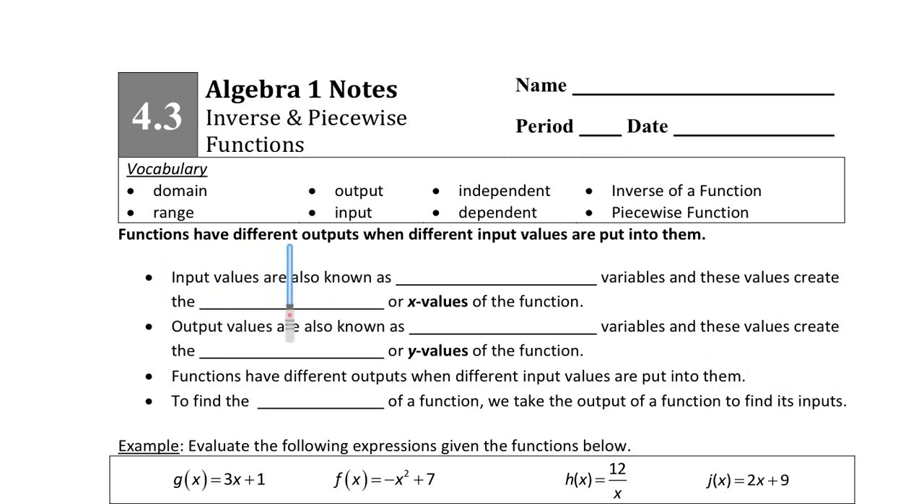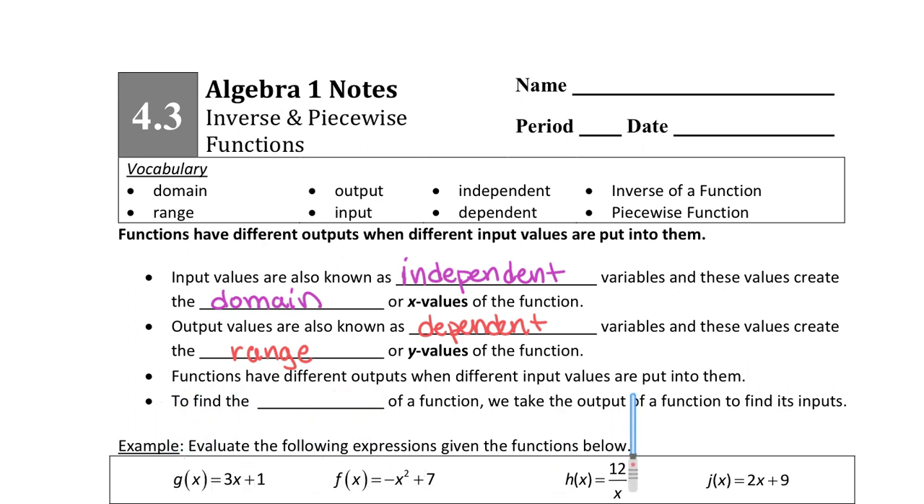Let's remember, functions have different outputs when different input values are put into them. So we talked about inputs and outputs before. Let's just do a quick review. Input values are also known as independent variables, and these values create the domain or the x values of the function. Output values are also known as dependent variables, and these values create the range or those y values of the function. So we've talked about this before.